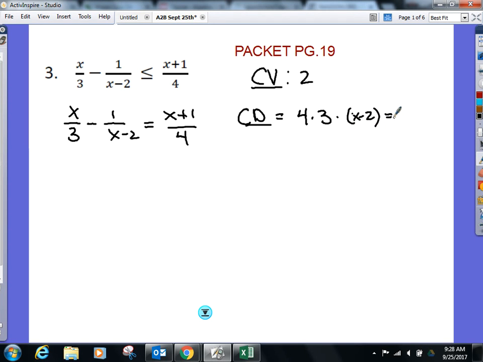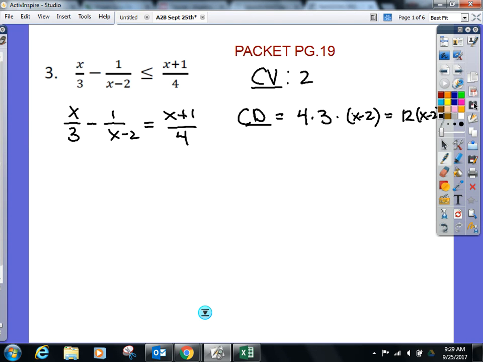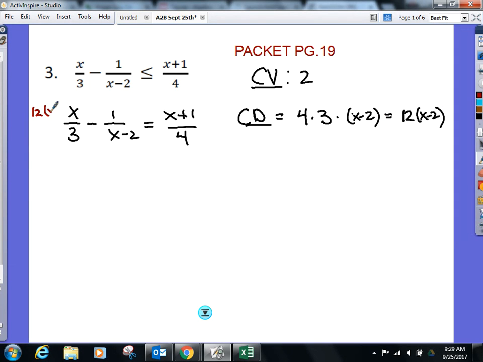Can I just simplify that a little bit to what? 12 times x minus 2. So there's my common denominator. Questions? Then I take it, and again, I'm going pretty quick here because we reviewed this. We did this last week for 2 days. Now I multiply each of these by 12 times x minus 2.